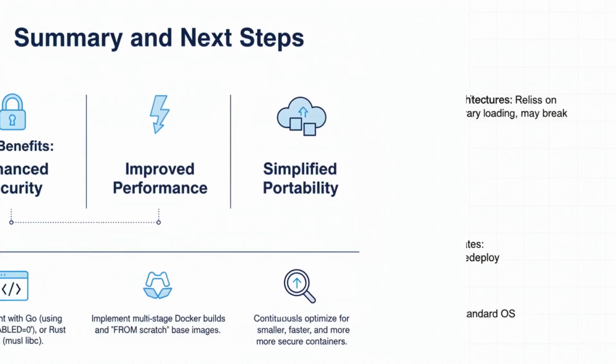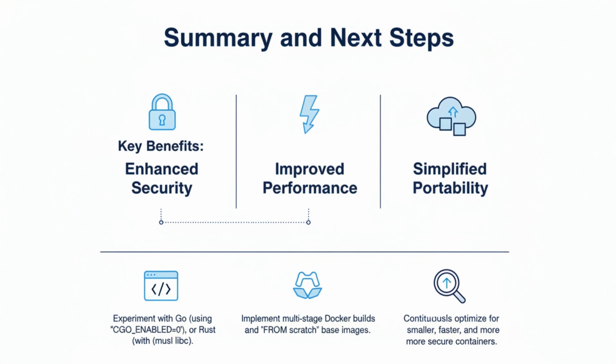problems in production. To recap, creating minimal static binaries for container environments offers a wealth of benefits. Enhanced security through a reduced attack surface, improved performance with faster startup times and lower resource consumption, and simplified deployments due to extreme portability. We've seen how languages like Go and Rust are particularly well suited for this approach, especially when combined with powerful Dockerfile strategies like multi-stage builds and from-scratch base images.